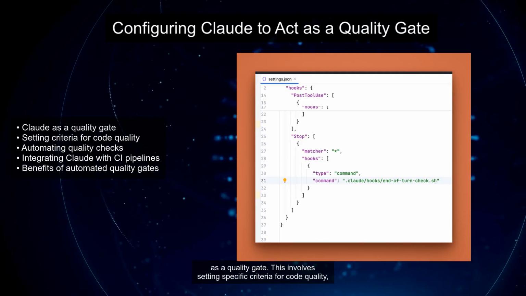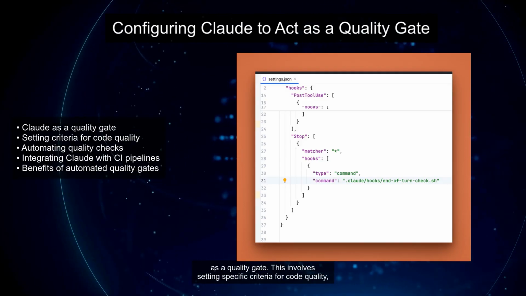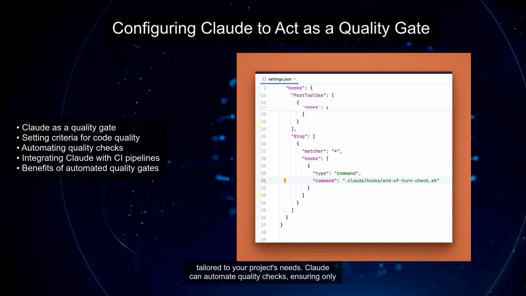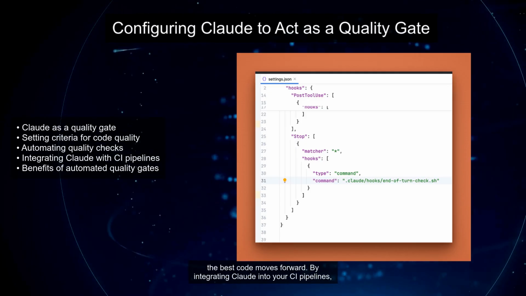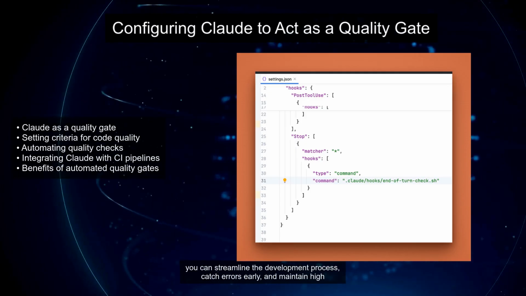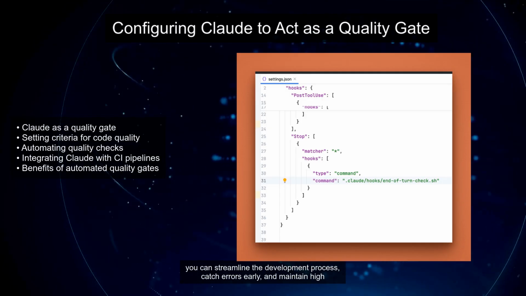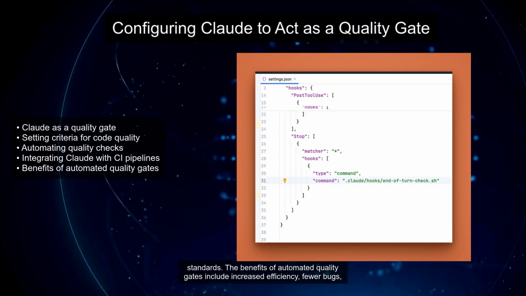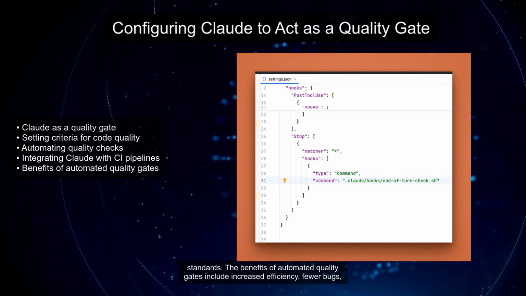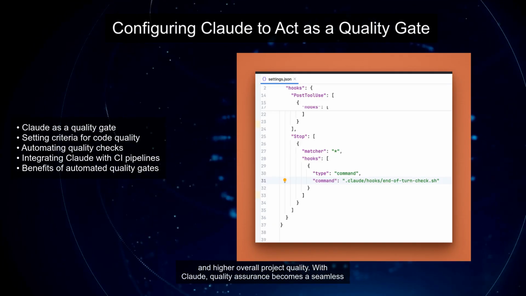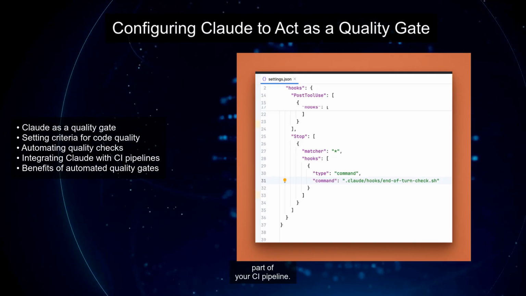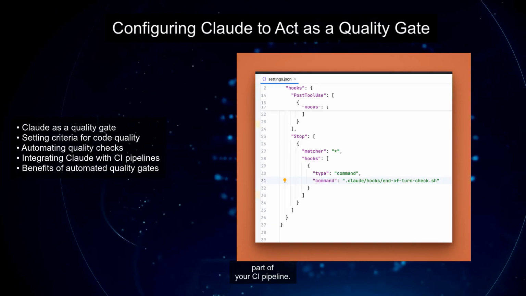With your C environment ready, it's time to configure Claude to act as a quality gate. This involves setting specific criteria for code quality, tailored to your project's needs. Claude can automate quality checks, ensuring only the best code moves forward. By integrating Claude into your C pipelines, you can streamline the development process, catch errors early, and maintain high standards. The benefits of automated quality gates include increased efficiency, fewer bugs, and higher overall project quality. With Claude, quality assurance becomes a seamless part of your C pipeline.